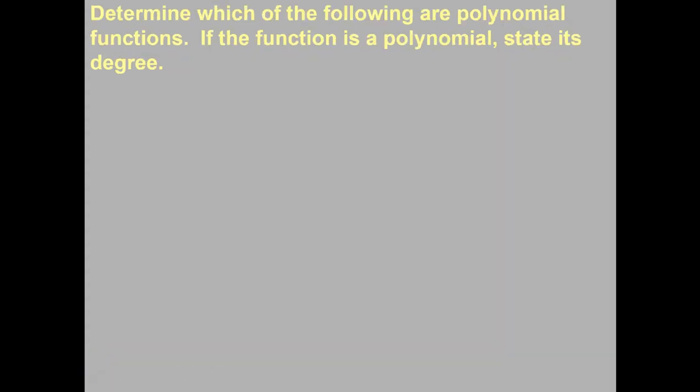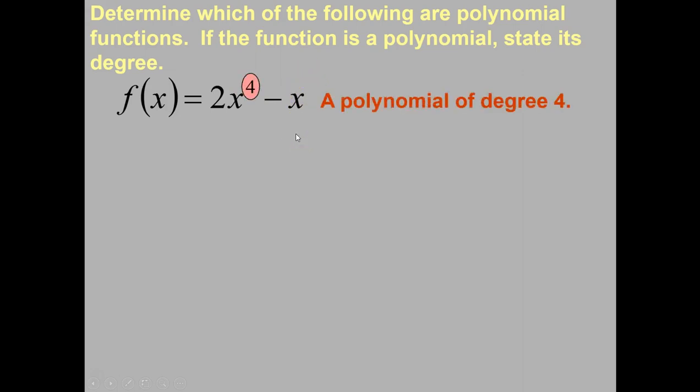Now we'll be looking at some examples of functions that are polynomials, or equations that are polynomial functions, and ones that are not. Here we have a polynomial function. Notice the coefficients are all real numbers. We notice the exponents are whole numbers. This could be x to the first here. This is a polynomial of degree 4.